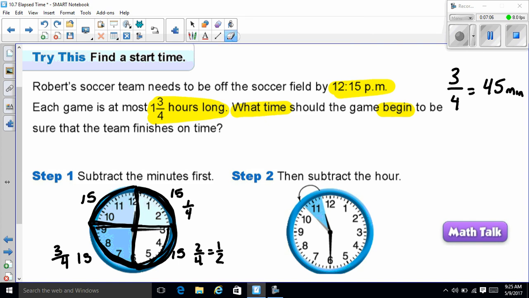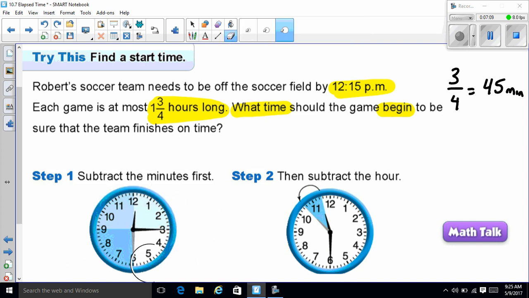All right, so let's take those notes off here, and let's go ahead and solve now that I understand what 3/4 of an hour is. The first thing I'm going to do is work backwards. So I have my end time here at 12:15, and I want to go back that 3/4. If I go from here to here, that is the 45 minutes. That brings me back to 11:30.